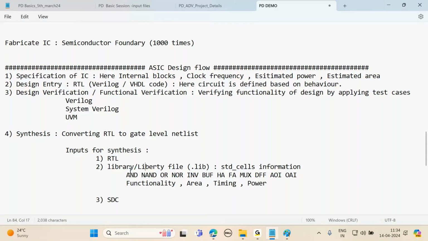We will use the cells mentioned in the Liberty file to form the gate level netlist. Next we have SDC. SDC stands for Synopsys Design Constraints. So what is a Synopsys design constraint? I am converting my RTL to gate level. Okay, fine. But converting RTL to gate level is very easy if there is no constraint. If there is a constraint, it's very difficult. Constraint means the clock frequency. What is the clock period?